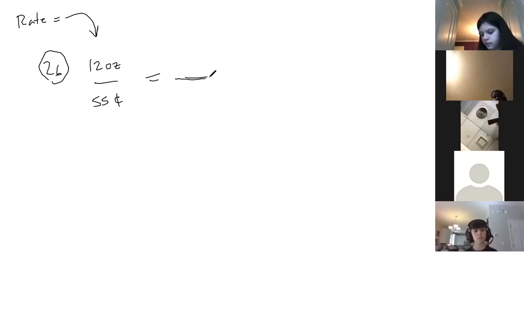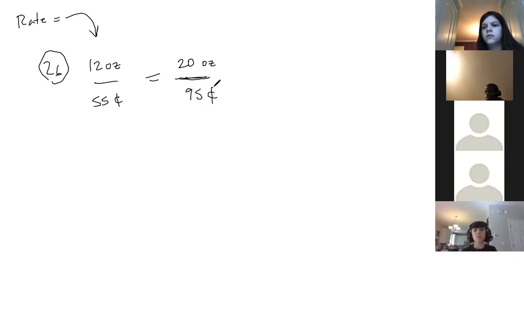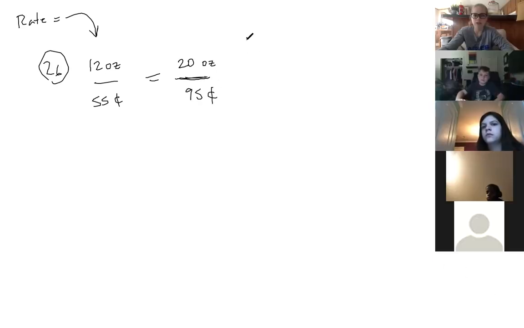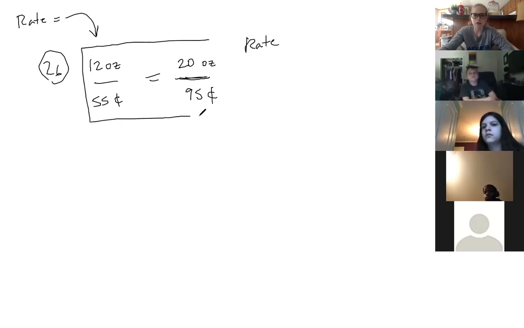ratio, what is the other ratio, Blake? 20 ounces of corn for 95 cents. Okay, Parker, is this a ratio? 20 over 95. Yes. Is it a rate? Is it a ratio comparing two different types of things? Yes, it is. So this is a rate as well. Okay, I want to know.